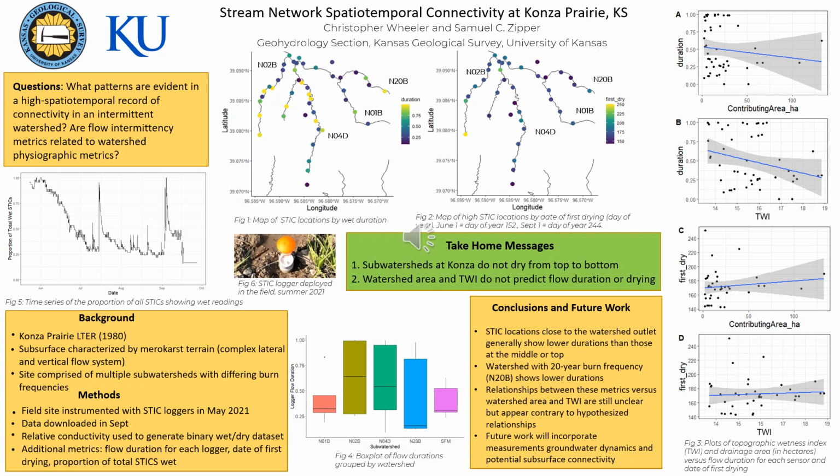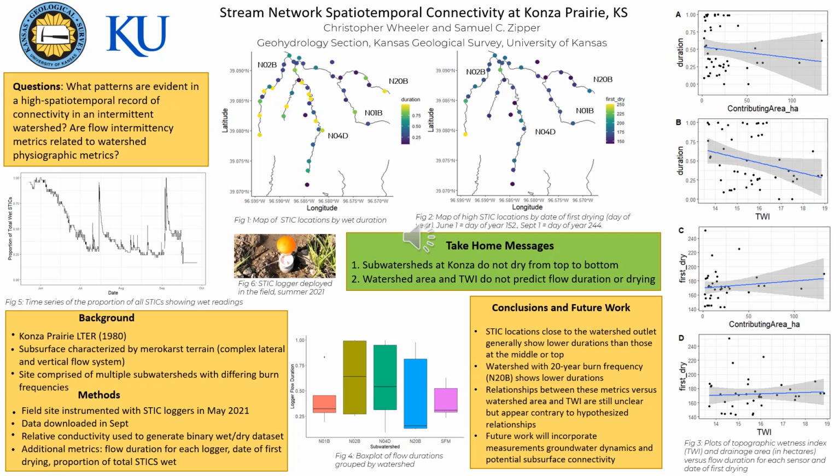Additional metrics were then calculated from the binary data, including flow duration, the percentage of wet to total measurements for each logger, and the date of first drying for each logger. Additionally, the proportion of total stick loggers showing a wet reading at each time step was calculated, and that is shown in Figure 5.